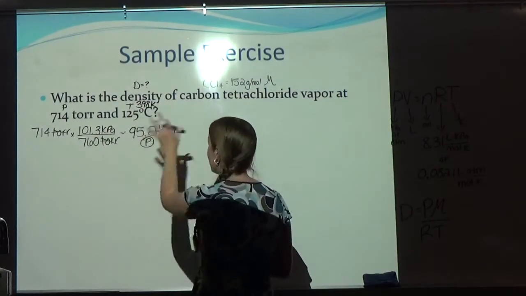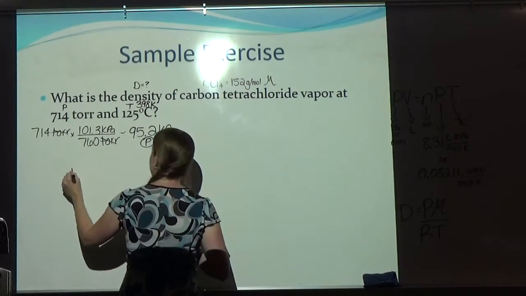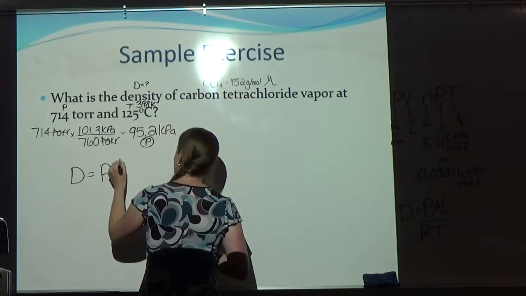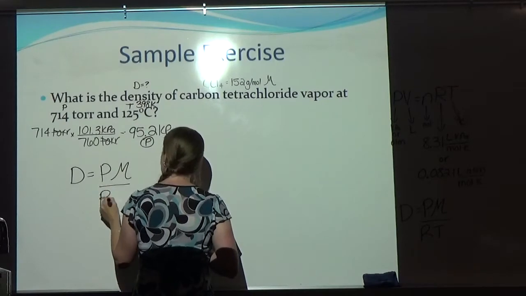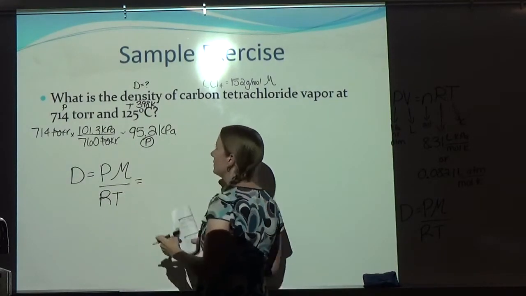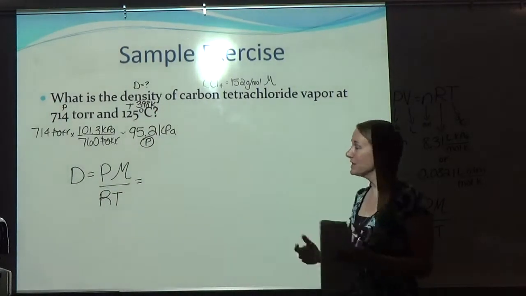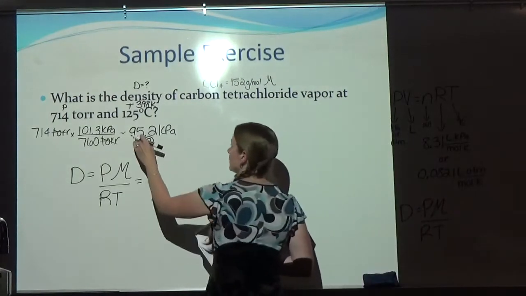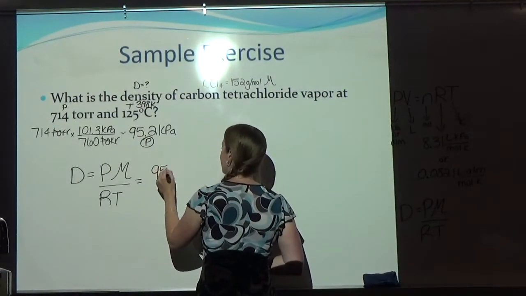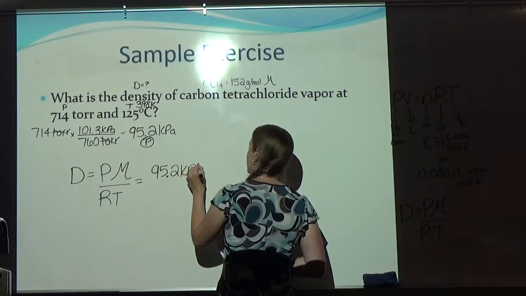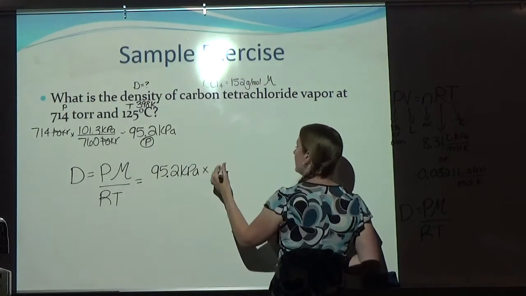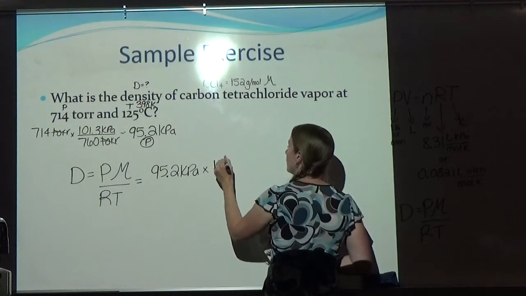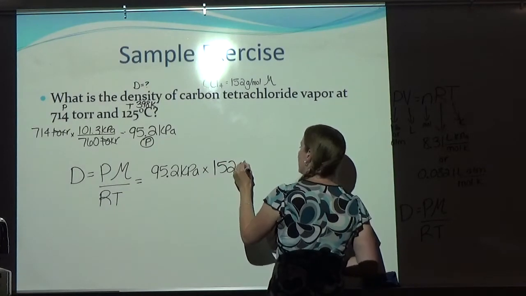All right, so now I'm ready to plug into my formula. So I know density is pressure times molar mass over R times T. And I don't even have to rearrange because I'm already solving for density. So then I just plug in. So my pressure we decided was 95.2 kPa. My molar mass we calculated by adding up CCl4 was 152 grams per mole.